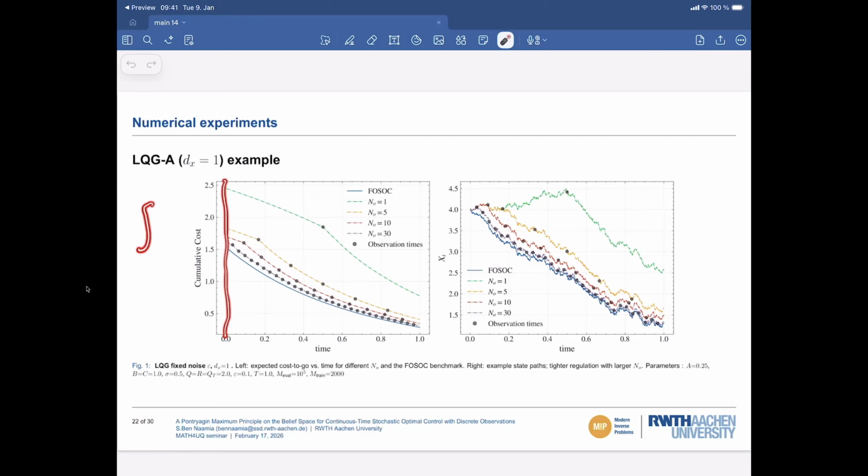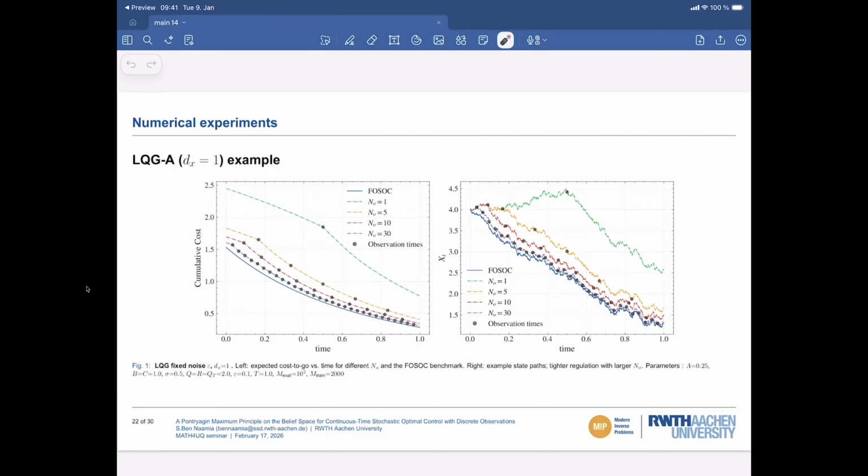is nothing but the integral over 0 to t of the running cost plus the terminal cost, right? And if you move, for example, here, this is nothing but the integral from t to capital T, right? Just to get a sense of it. And this is why it is decreasing.